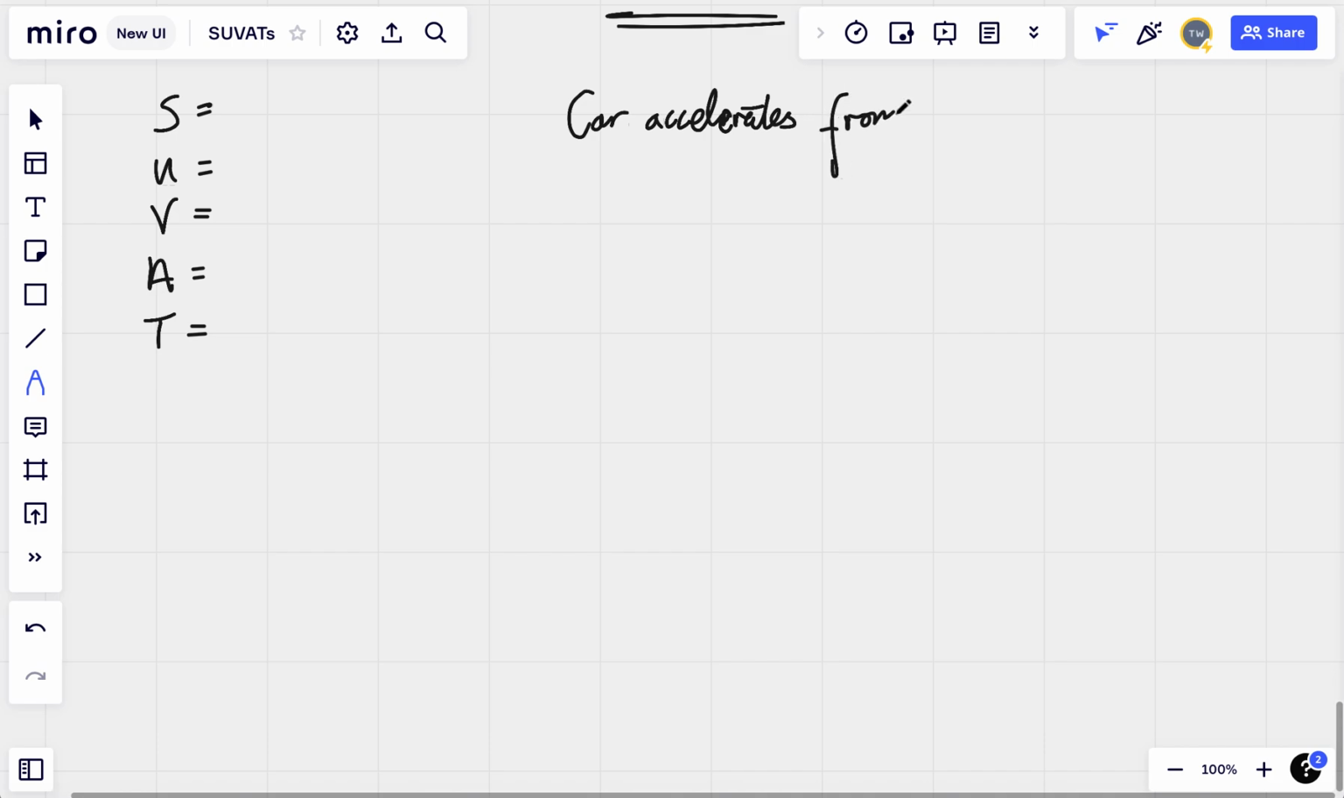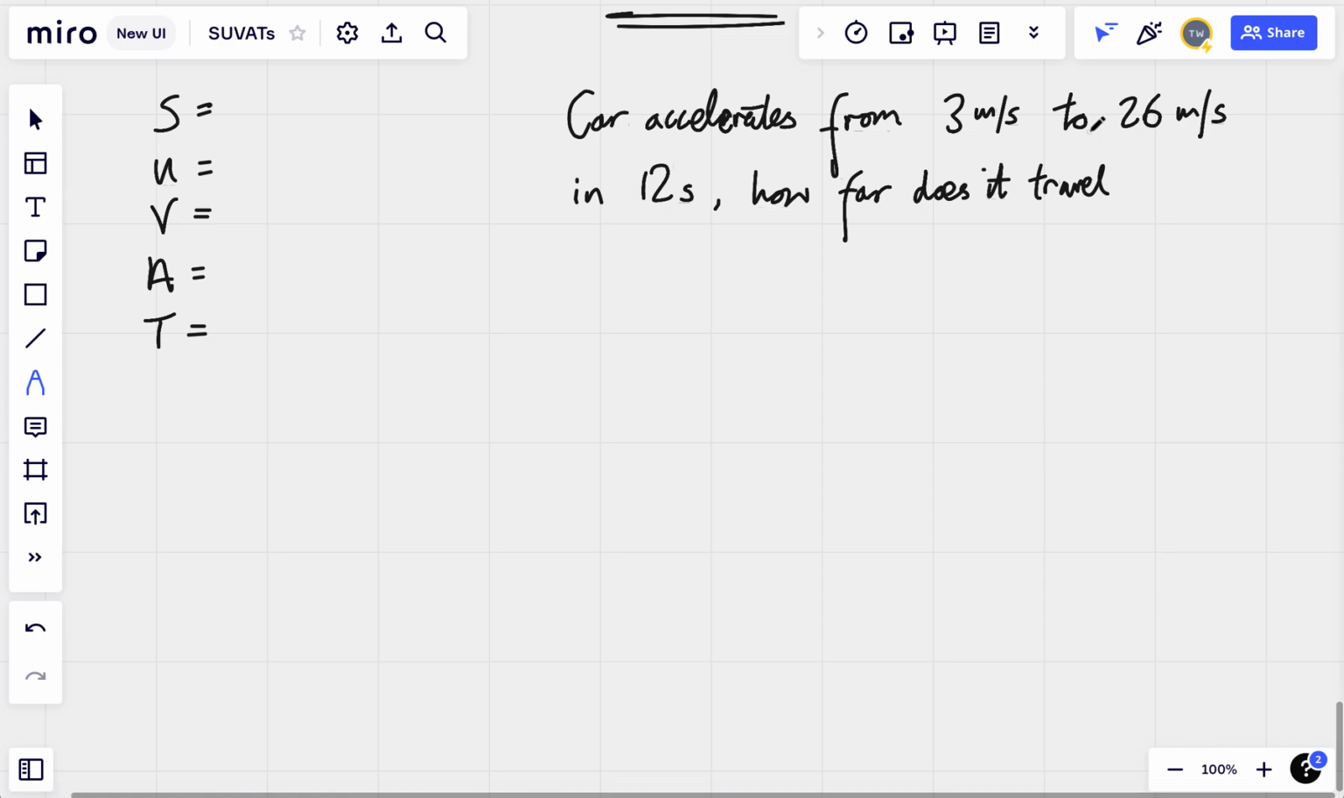Car accelerates from 3 meters per second to 26 meters per second in 12 seconds. The question is, how far does it travel? Now it might be worded better in the actual question. It might say how far does it travel whilst it accelerates, but I'm going to leave it there. So it goes from 3 to 26 in 12 seconds. How far does it travel?